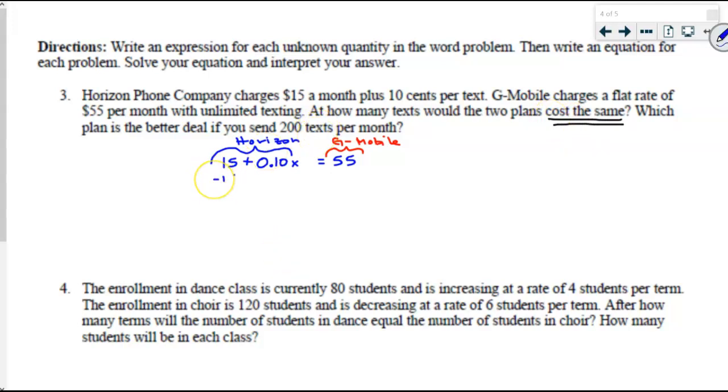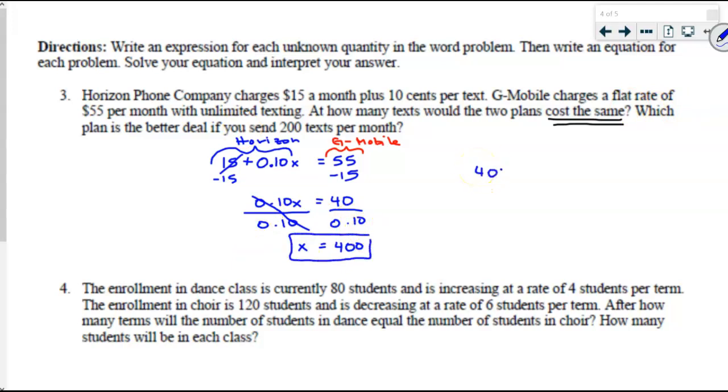Let's solve it. We subtract 15 from each side. That leaves me with not just 10x, but 0.10x, 10 cents per text. 55 minus 15 is equal to 40. We divide each side by 0.10. What do we get? 40 divided by 0.10. Jaden, I did get 400 as well. x is equal to 400. Interpret that. What does that mean? 400 texts. Yep. 400 texts. Cost is the same.